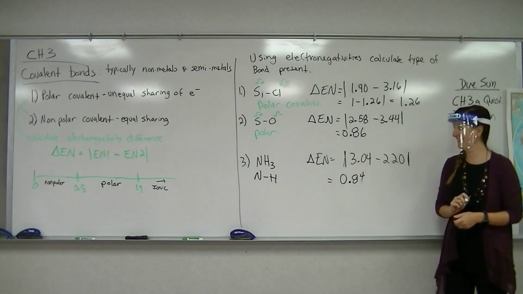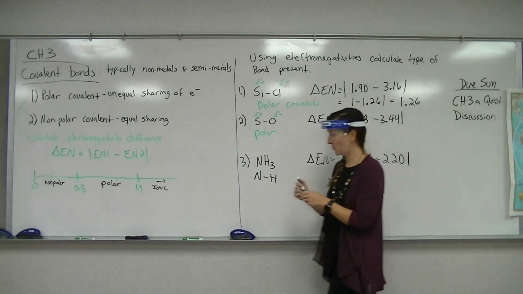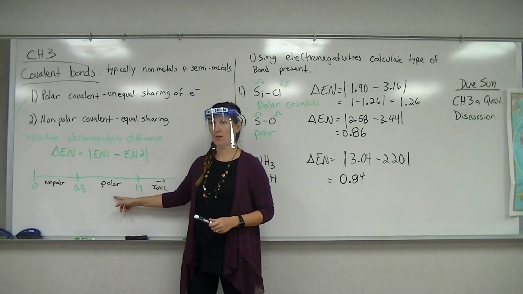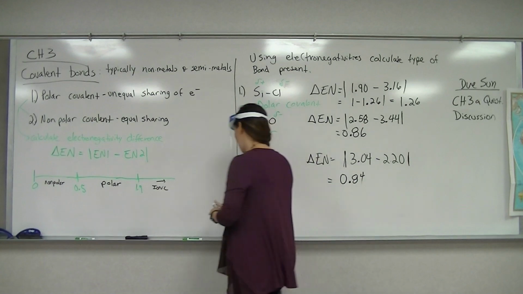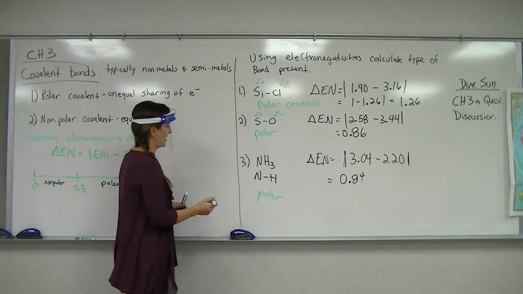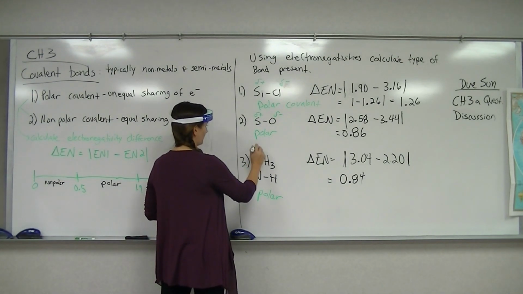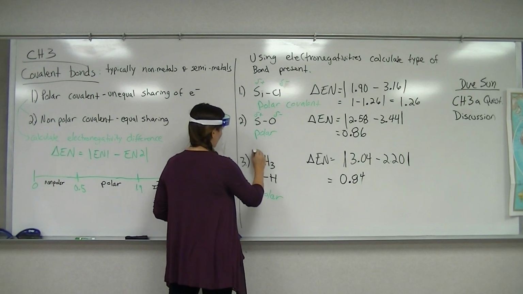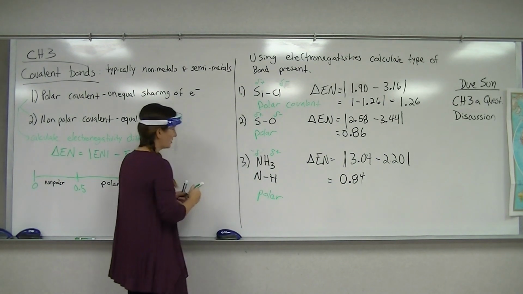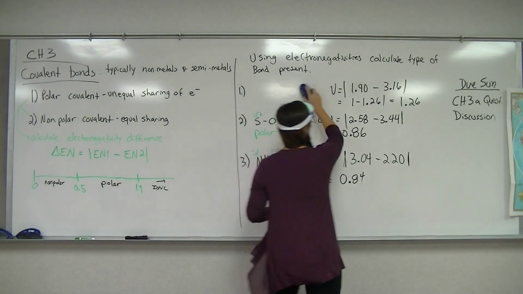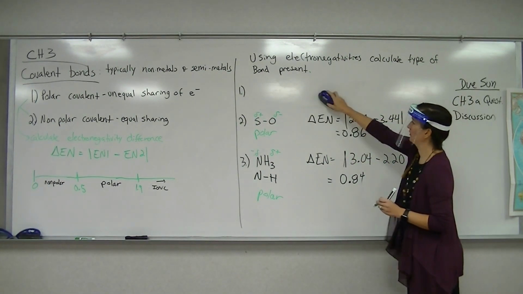They're all polar. So this one, 0.84, how do I know it's polar? I'm using this scale. If it's above 0.5, it's going to be polar. 0.8 is above, so this would be polar. And we just said that nitrogen was more electronegative. I'm drawing those delta signs. So nitrogen would be partially negative, and then the hydrogen would be partially positive. I want to erase the top one just because I'm going to do one more.